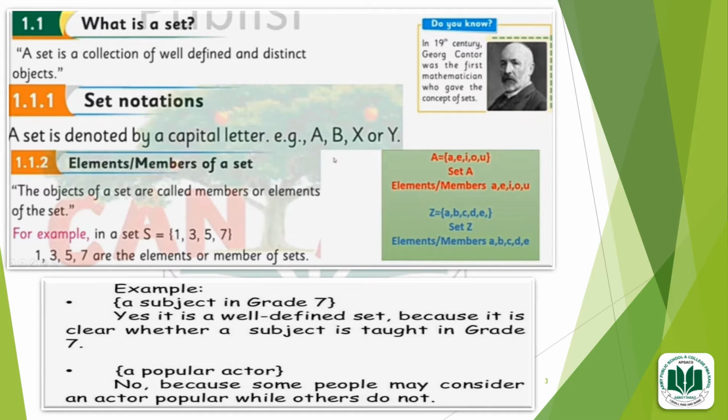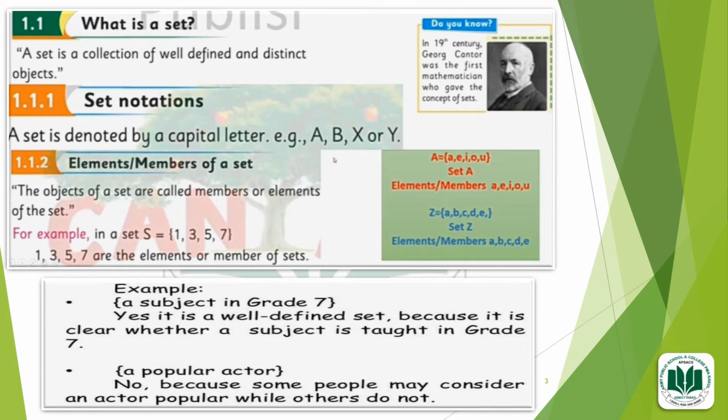Well-defined means the collection should not vary from person to person, and distinct means there should be no repetition in the set. Distinct means different elements in the set. For example, a subject in grade 7: yes, it is a well-defined set because it is clear whether a subject is taught in grade 7. First example is a well-defined set. Second example, a popular actor? No, it is not a well-defined set because some people may consider an actor popular while others do not.